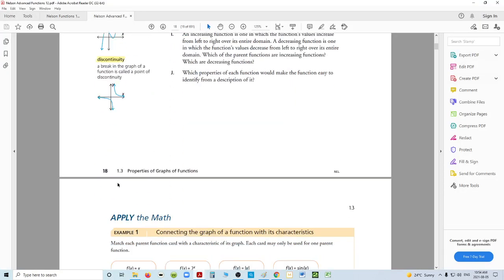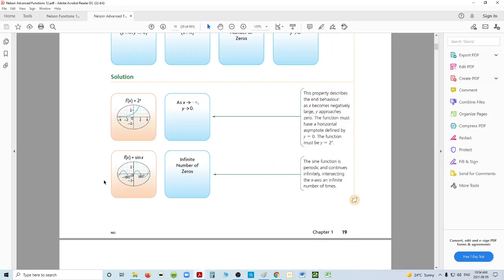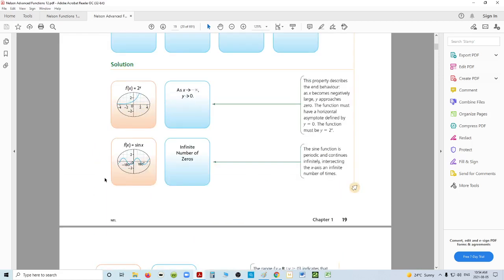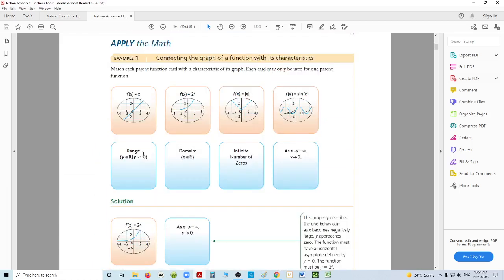Discontinuity. So those are things you have to learn in addition to what you had last year. And then notice they go through some summaries. The range goes on forever. Oh, they're saying match this. So y is bigger or equal to 0. And so we know it's not 2 to the x, but it is indeed the absolute value.